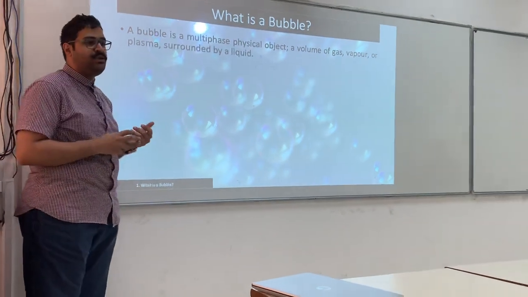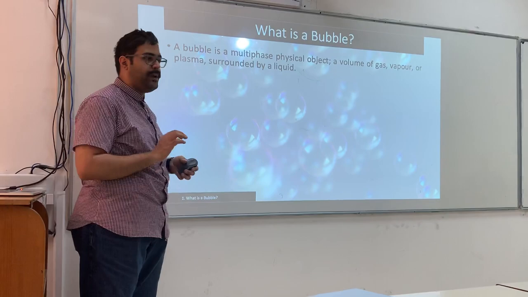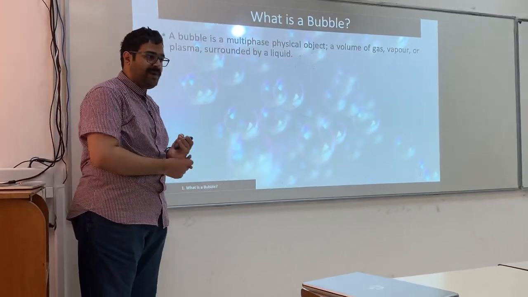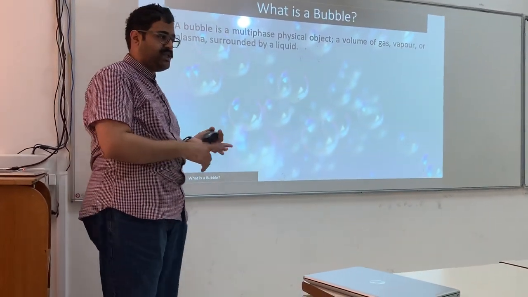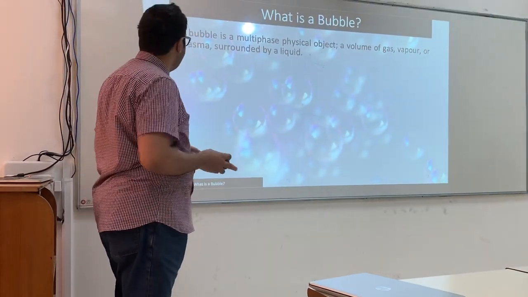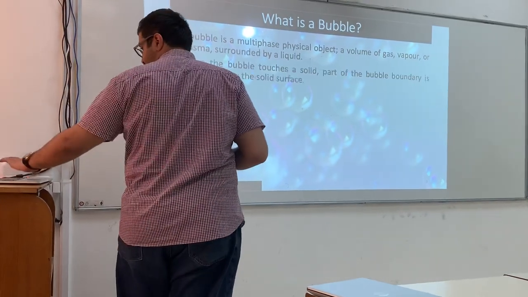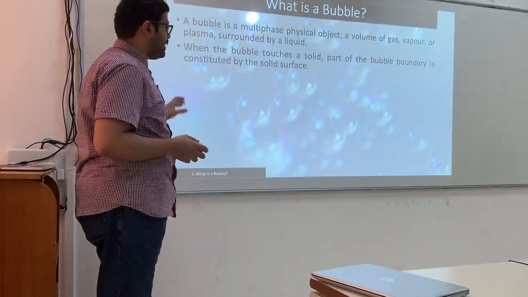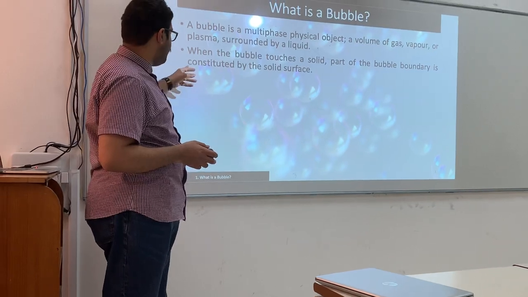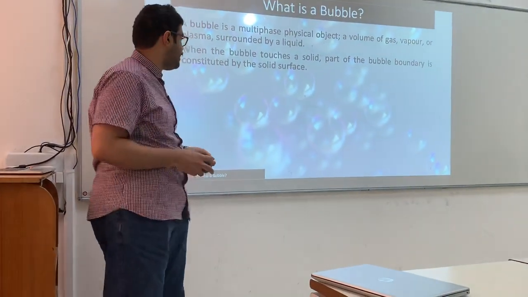So bubbles don't occur in one phase. Bubbles always occur in multiple phases. You have, for example, plasma and liquids, plasma and gases, gases and liquids. When the bubble touches a solid, part of the bubble boundary is constituted by solid surface. So it needs not be only one surface, but something. Okay?